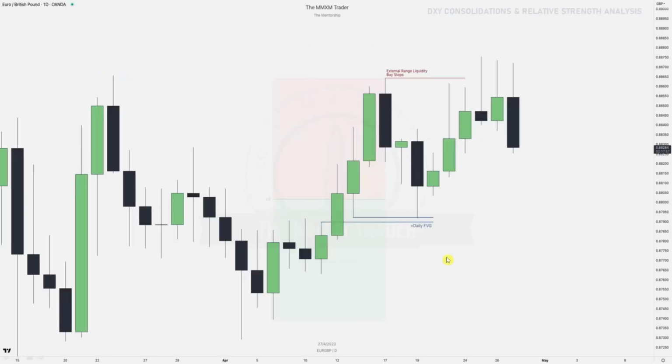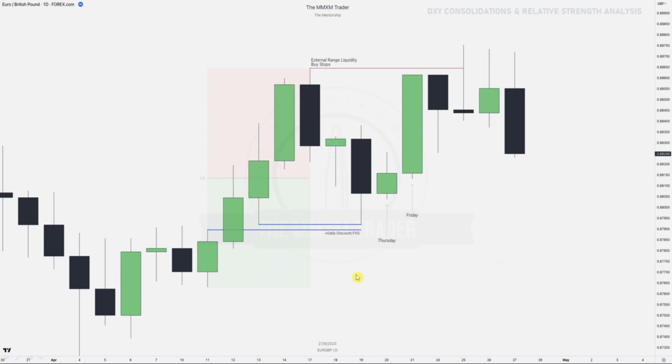So over here we've got a Euro British Pound daily chart, right? So we're going from internal range to external range, right? So we've got that daily fair value gap over here in discount. We've got our premium levels up here, and then that external range liquidity buy stops. Now we know, because of that inside range on DXY, right, that Monday's candle has not been violated by Tuesday and Wednesday, we expect DXY to consolidate further into the week. So we're going to be focusing on, again, that Thursday and Friday's candle for Euro GBP.